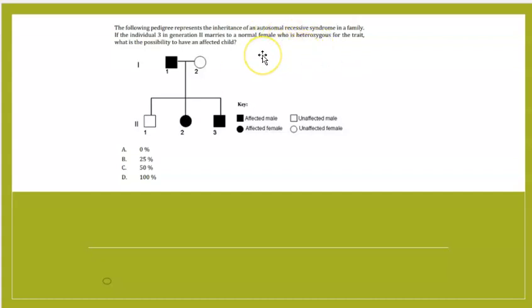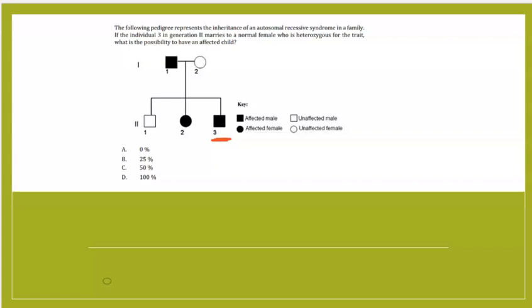What they are asking is, if individual 3 in generation 2 is marrying a normal female who is heterozygous for the trait, what is the possibility to have an affected child? Before we solve this, we have to look into certain things. First of all, we know it's an autosomal recessive disease. And they're asking for individual 3 in generation 2, so the first information is about this person, and this person is a male and he is having the disease.